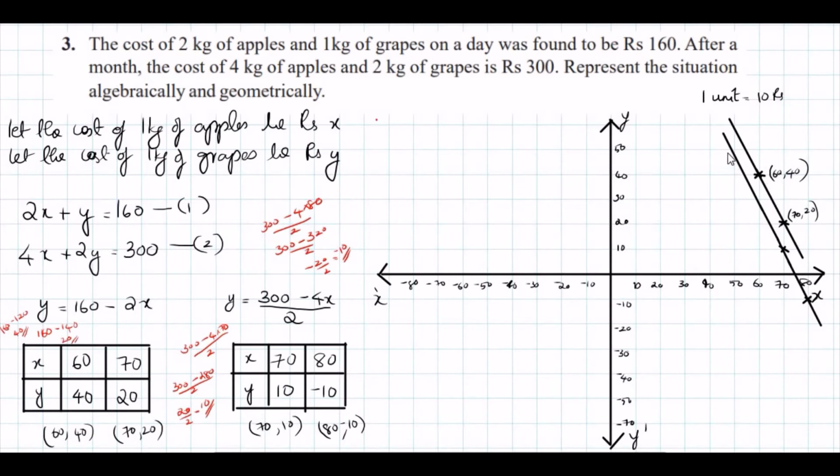After plotting the points, you can see the two lines are parallel. This is the straight line for the first linear equation and this is the straight line for the second linear equation. You can see they both are parallel, that is, they don't intersect. So there is no solution for x and y for this problem. You will not get any value for x and y that satisfies both these equations together.